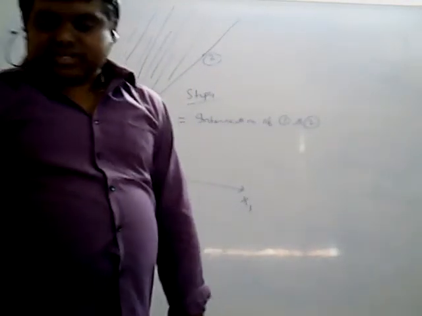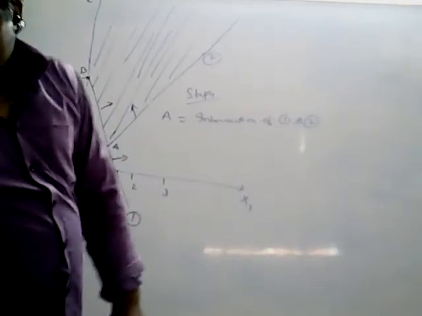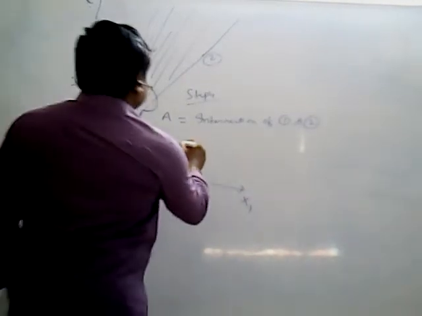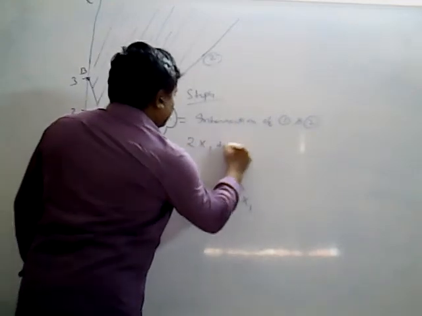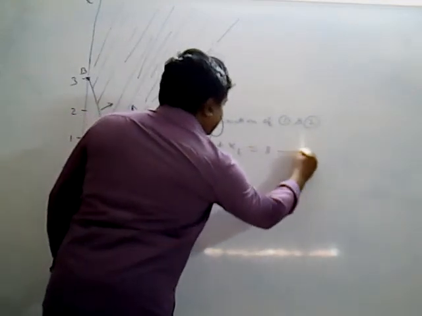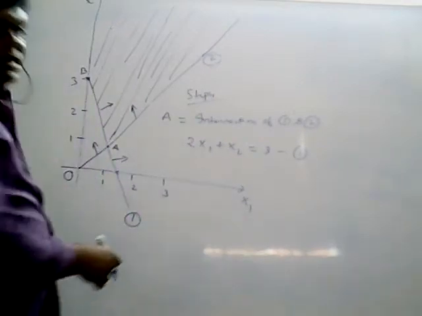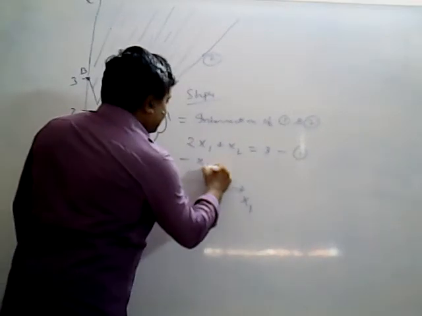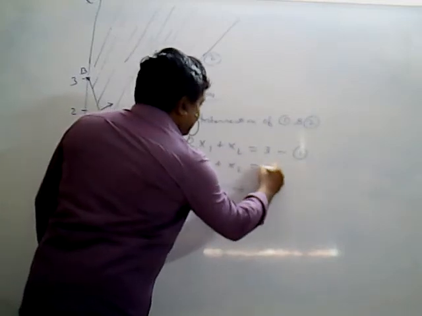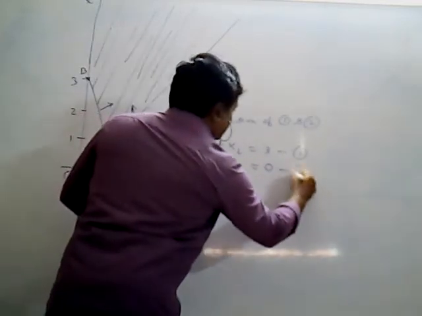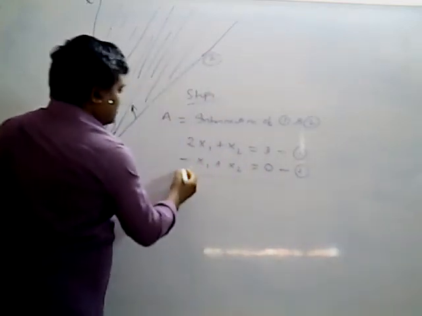So see the first equation. What is the first equation? We have 2x1 plus x2. Write the first equation: 2x1 plus x2 equals, this is the first equation. And the second equation, actually x2 minus x1. I will write it in order: minus x1 plus x2 is equal to 0. This is equation number 2. Solve these equations. So just put minus.